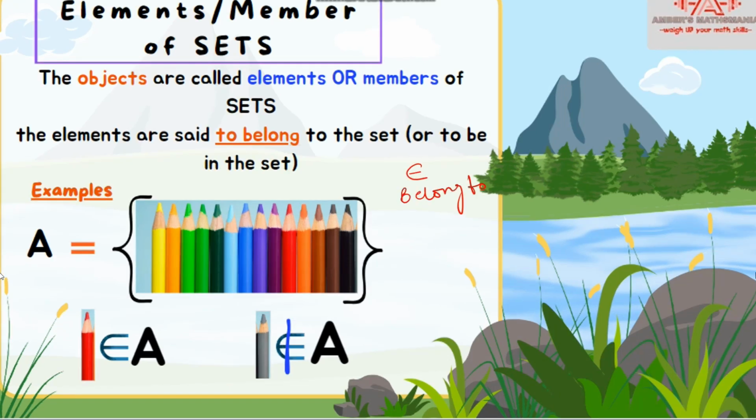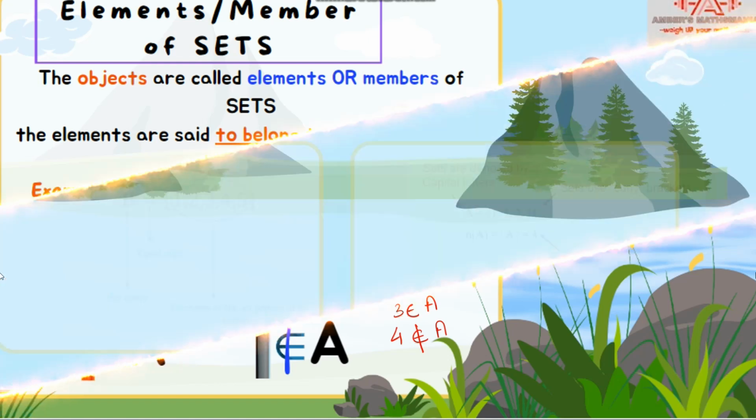This sign is a belong to sign. If we are having A is equal to 1, 2 and 3, it means that 1 belongs to A, 2 belongs to A and 3 belongs to A. But if we are writing 4, 4 is not within the set A. So 4 does not belong to set A. Fine, I hope you have understood this one as well.